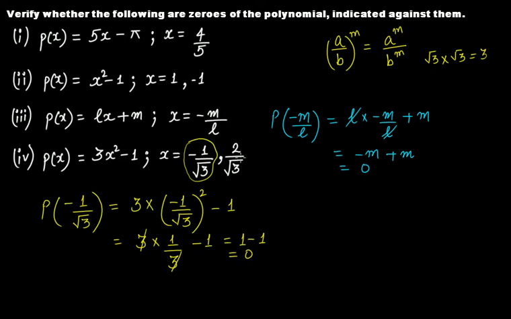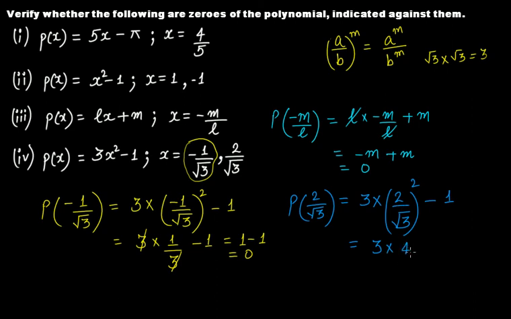Then you have 2 by square root 3. If we take p(2/√3), this becomes 3 multiplied by (2 by square root 3) whole squared, and this is minus 1. From here you get the same thing as we have done here. So 3 multiplied by 2 squared means 4, square root of 3 squared means 3, and minus 1. From here you get 3. 4 minus 1 is 3. 3 is not equal to 0. Of course, it's not equal to 0. That's why we say that 2 by square root 3 is not a zero of this polynomial, but minus 1 by square root 3 is.